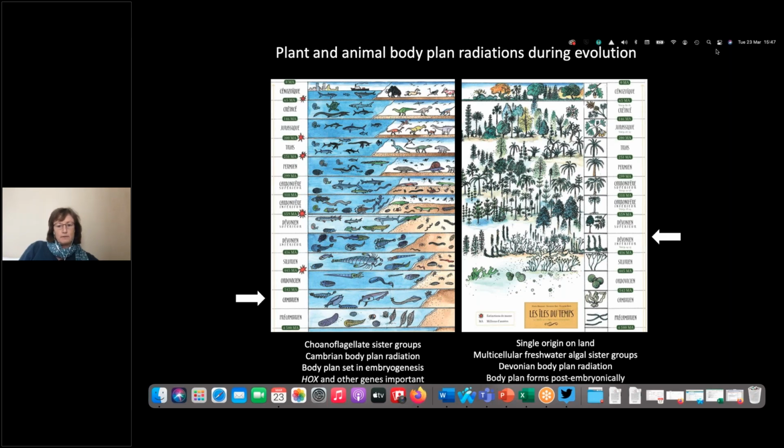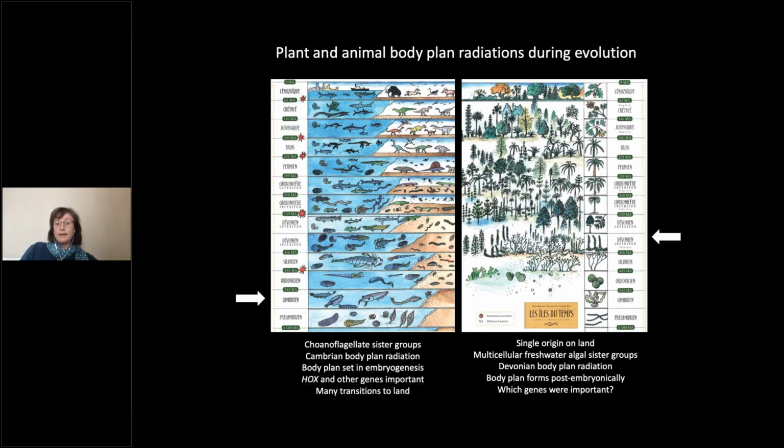And animals diversified following the origin of major phyla in the Cambrian era, and they colonized land from the sea many times. So you can see moving up through the time in the cartoon, there's creatures starting to appear on land, and gradually they get more diverse through time. In contrast, land plants arose just once from freshwater algal relatives that were already multicellular.